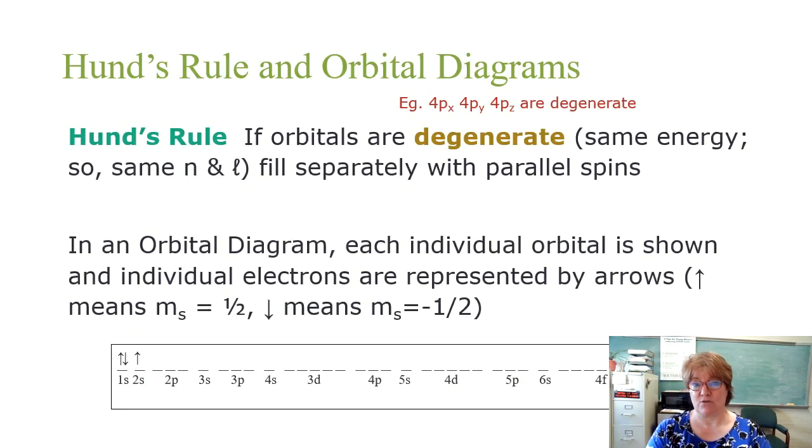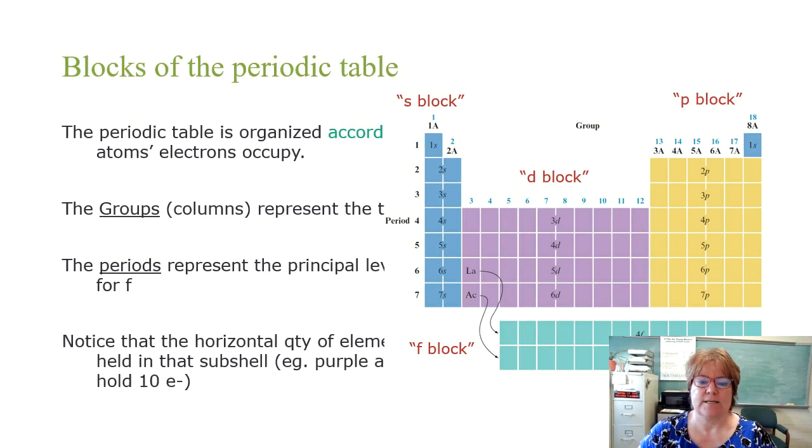Again, reminding you about Hund's rule, this concept of degenerate orbitals, meaning the same energy. So when I have multiple lines and they're all the same orbital designation, those are degenerate because they have the same energy. And we will fill them separately with parallel spins. And remember that one's considered ms plus 1/2, the other ms negative 1/2.